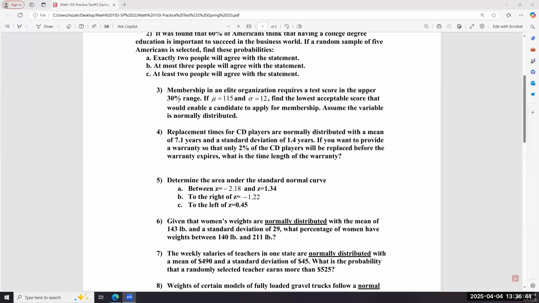In the converse problem, the area is given to you, which is the probability in percent, and then you want to find the actual X values. What is the variable, or what is the situation, that corresponds to that given probability, if you like. So there are two types of problem.